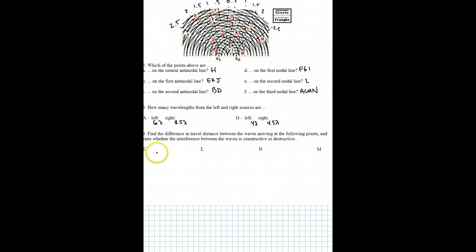So E's on the one line, so it's one wavelength closer to the left than the right. L is 1.5 wavelengths closer to the right than the left because it's on the 1.5 line. N and M are both on the 2.5 wavelength line. I mean, N is way further out than M, but it's the difference that we're looking for. The difference in travel distance. And that's what the order number gives us. So we know that this will be constructive interference, and these three will be destructive because they're going to get there exactly out of phase because they've traveled a half a wavelength, or 2.5, 1.5 wavelengths difference.